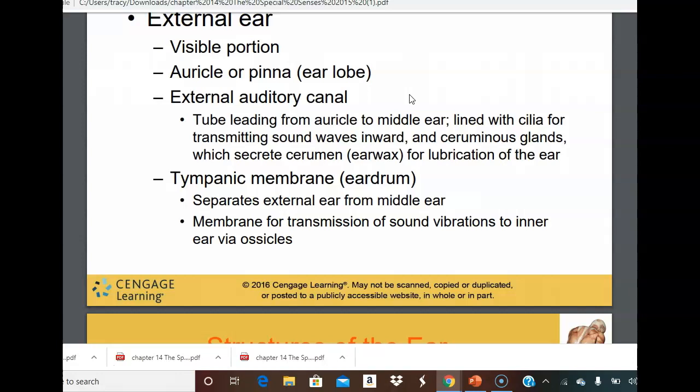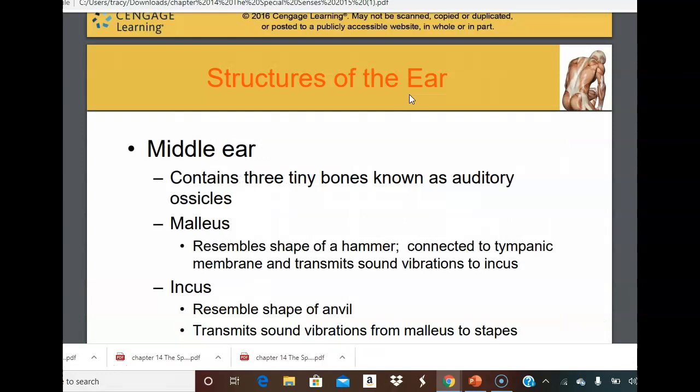Then the next structure that we come across is the tympanic membrane. The tympanic membrane is also known as the eardrum. It marks the separation of the external ear from the middle ear, and it takes the sound waves that are in the air and transmits them to beat on the eardrum, which then goes to the middle ear. It's a transition point from air conduction to something we call bone or vibratory conduction.